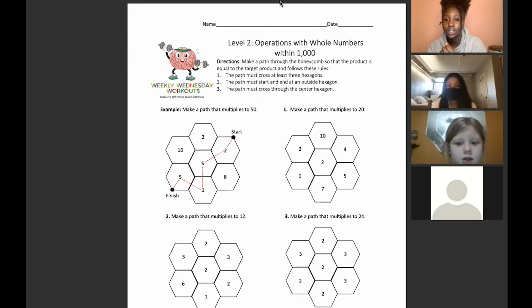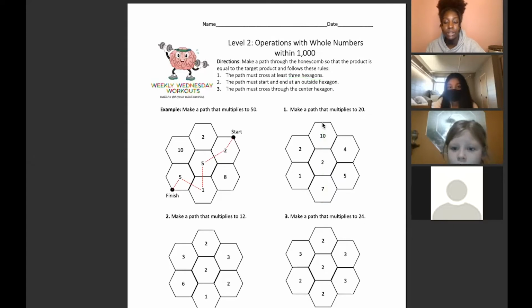Did you want to give your answer? Okay, so how did you get to 20? I did 10 times 2 times 7. So 10 times 2 would give us 20, right? And then could you just do 10 times 2? Remember we have to have 3 hexagons. So 10 times 2 is a really good idea. I really like that idea.